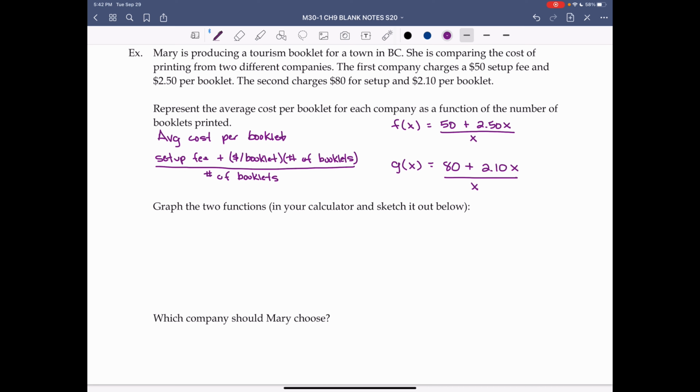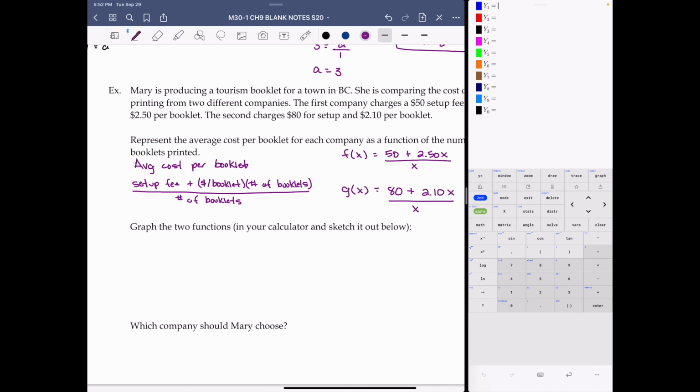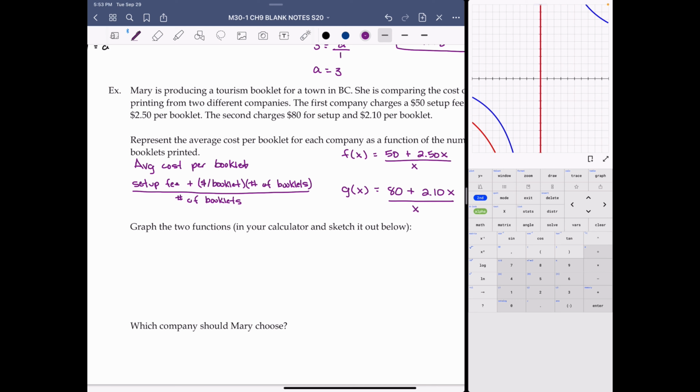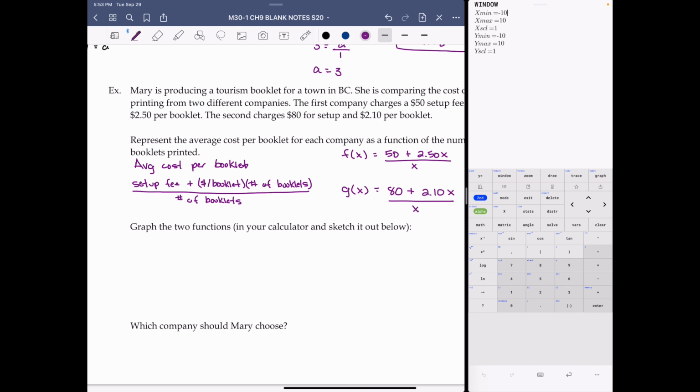Graph the two functions in your calculator and sketch it below. Let's enter our two functions. So we have bracket 50 plus 2.5x close bracket divided by x, and then bracket 80 plus 2.1x close bracket divided by x. Enter, graph that. Thinking about the situation, we're talking about number of booklets and average cost per booklet. So we definitely want to be in quadrant 1, positive x and positive y.